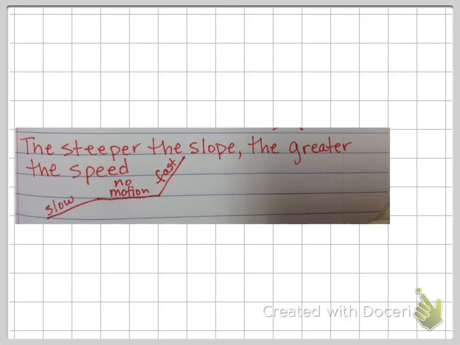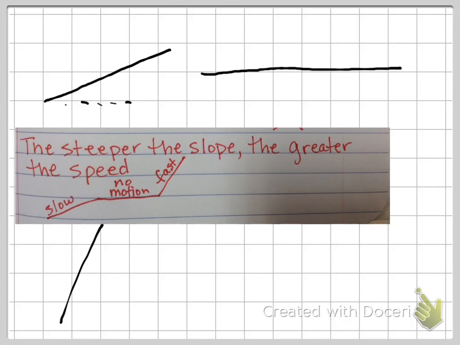All right, and then just a little hint. The steeper the slope, the greater the speed. If it's not very steep, it's slower. Remember, if it's a horizontal line, there's no motion. And then the steeper, the faster, because it means they're going further away in a shorter amount of time, and this means that time is going more than the distance.